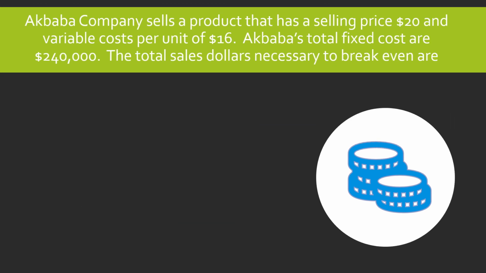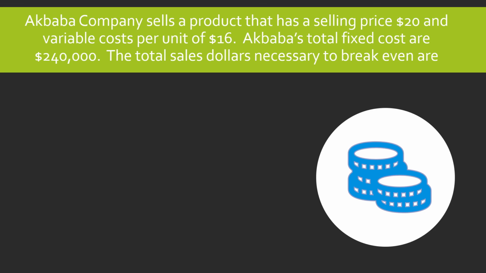So we're looking for break even in dollars. Let's do it the quick and dirty way first before we look at the formula way. I know that selling price is $20 a unit, variable cost per unit is $16, so contribution margin per unit would be $4. And I know that break even in units is to take the fixed cost of $240,000 and then divide by my contribution margin per unit of $4. This would be 60,000 units. And if I take 60,000 units and multiply by $20 a unit, this will give me $1.2 million.